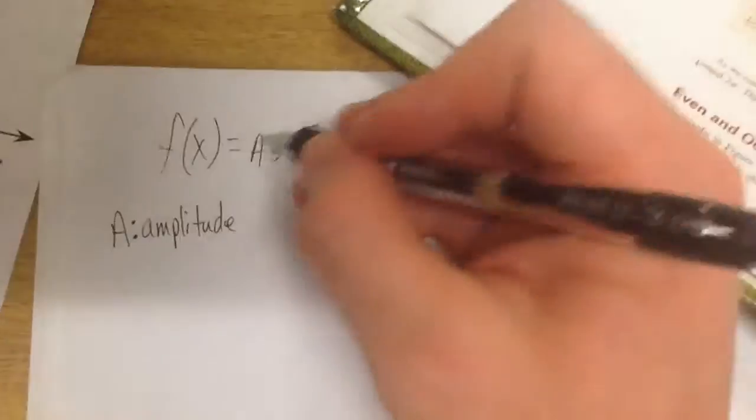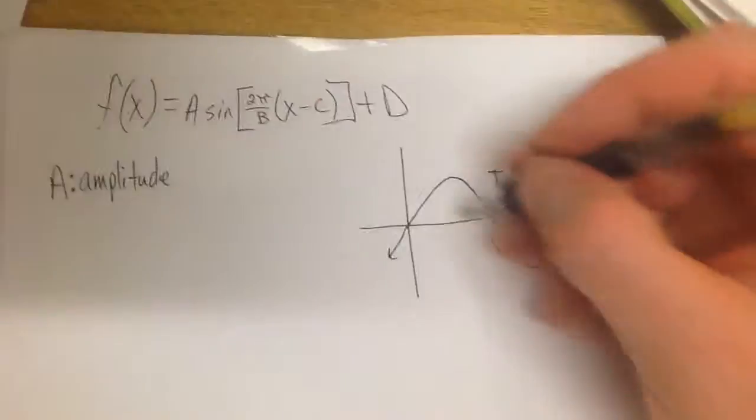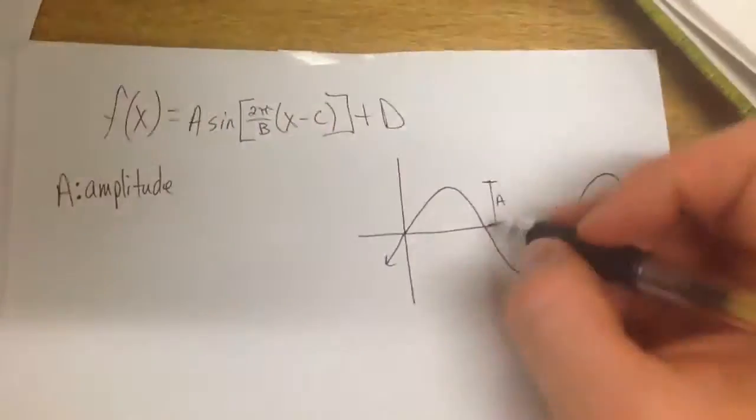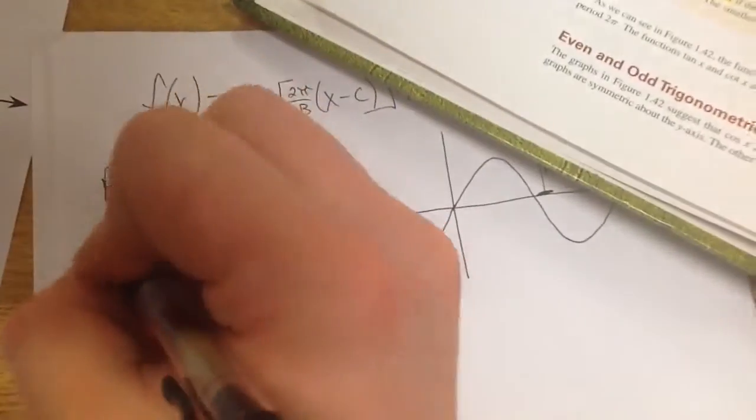If you put a 2 in front, these hills get taller. A 3 in front, they get taller. Put a fraction in front, like a half, the hills get smaller. So it's how tall the hills are, basically. That's your amplitude.